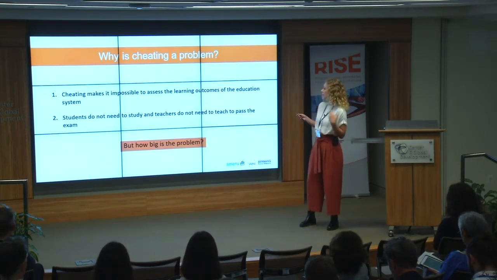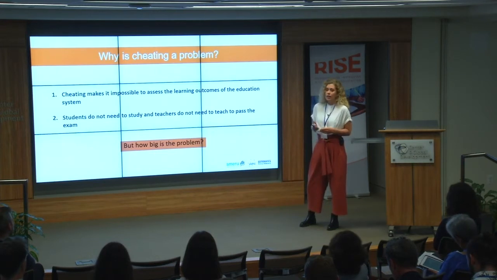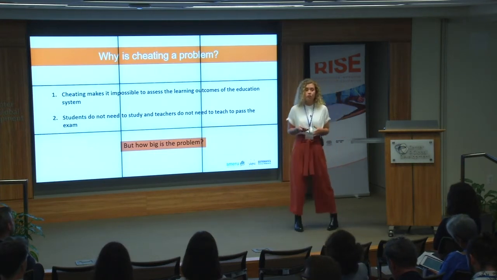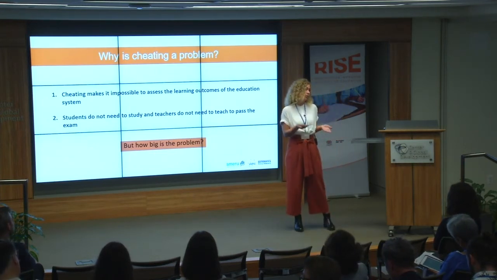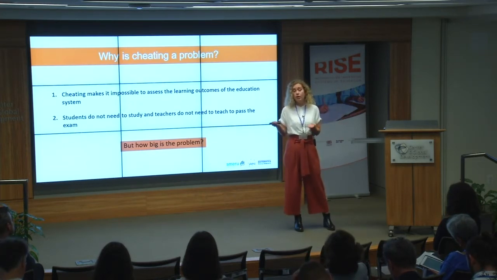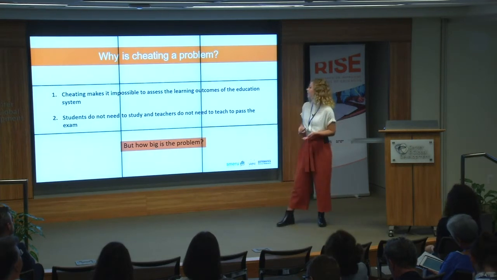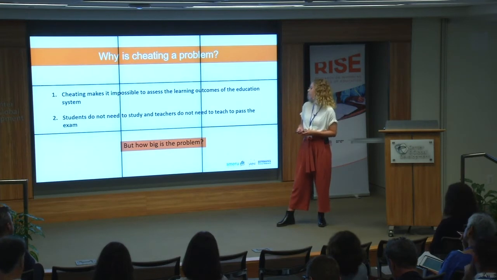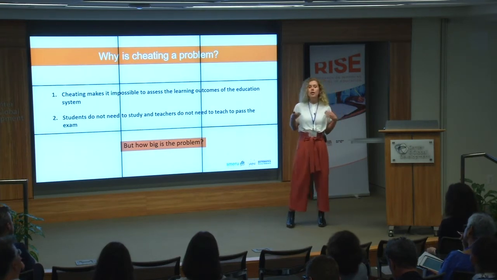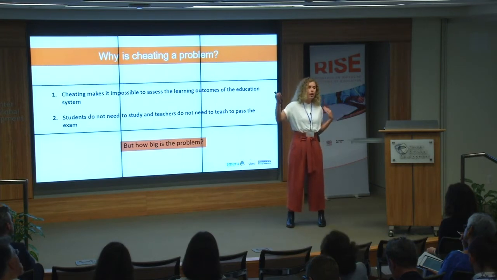In Indonesia, the exam pass rates are close to 100%, but according to PISA, 42% of the 15-year-olds, most of whom are in their exam year, are functionally illiterate. So how is it possible that all of these students pass their exam while they don't have the skills necessary to do so? Well, it could be cheating. But what we don't know is how big this problem actually is in terms of exam scores.